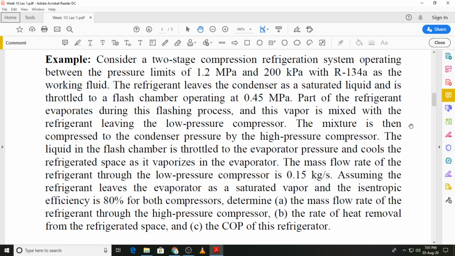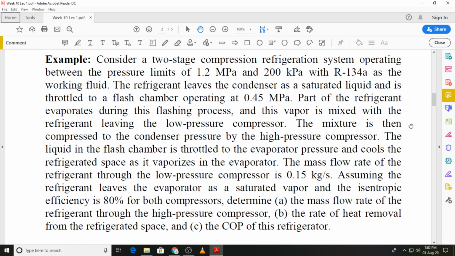Then we are given the mass flow rate of the refrigerant through the low pressure compressor, which is also the mass flow rate through the evaporator, and we are told that the isentropic efficiency of the compressors is 80%. That means the compression process is not isentropic, but the actual process will be at an efficiency of 80%, and again this factor also has to be taken into account.